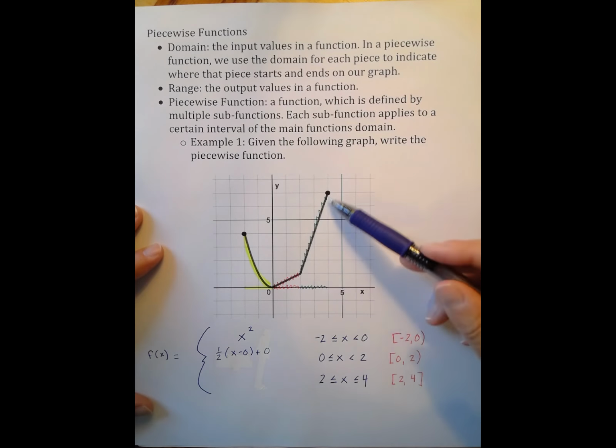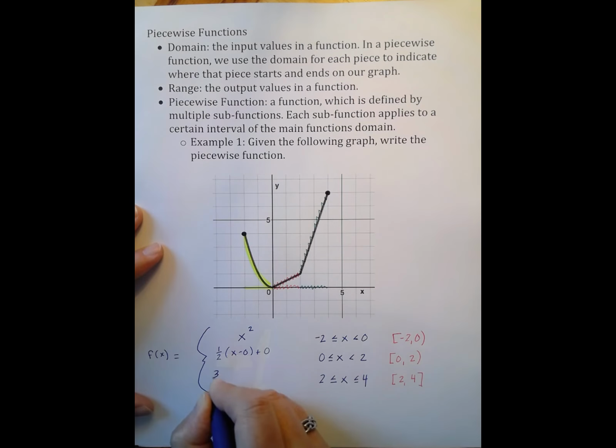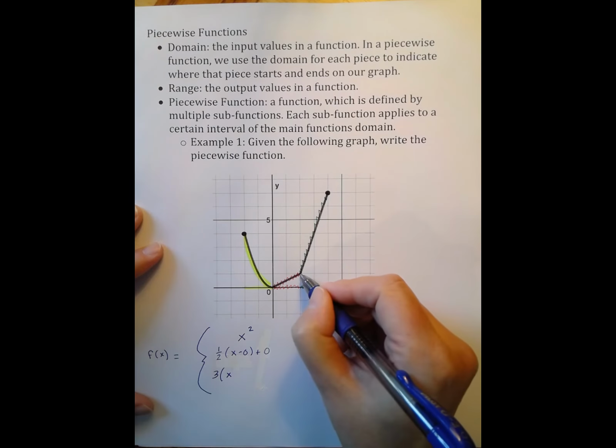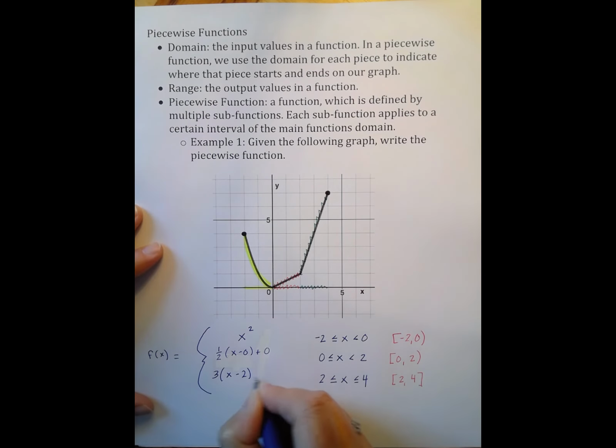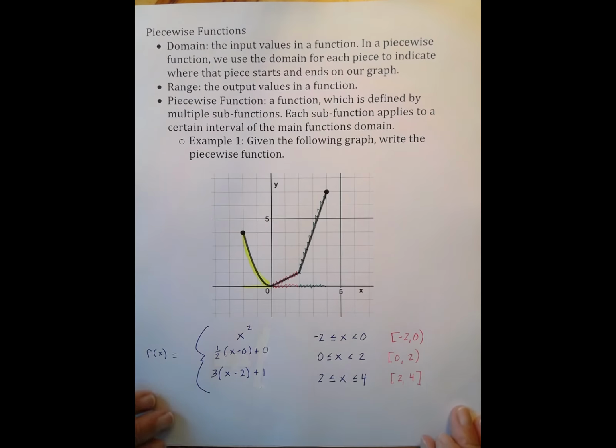So in my third subfunction, I can see I have a slope of 3, and I'm going to use this beginning point right here. So that point is (2, 1), so 3 times (x minus 2) plus 1. And I don't have to simplify that. I don't have to distribute the 3 and combine like terms. I can simply leave that in point slope form, which is why I wrote the middle subfunction in point slope form also, even though that one can be simplified to 1/2 x.